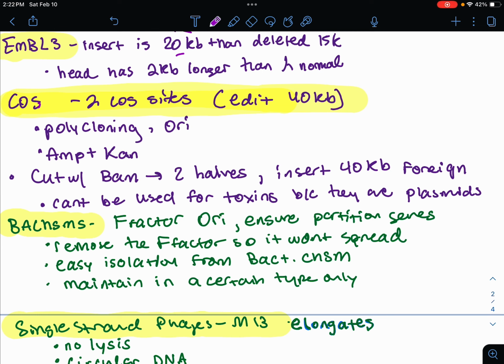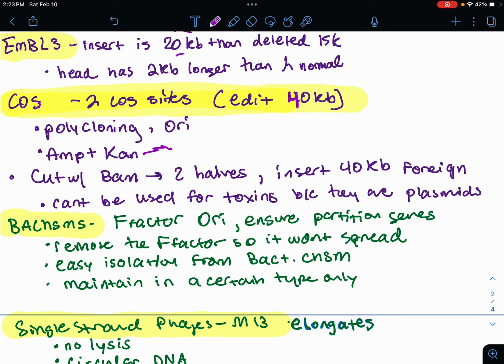Alright, so now we could talk about the cosmid vector from the lambda phage. The cosmid vector contains 2 cos sites, and you could insert 40 kilobases, basically. A plasmid origin of replication is also present there, and we also have a polycloning site. This is a stretch of DNA containing cleavage sites for several restriction enzymes. We also have two antibiotic resistance markers, ampicillin and KAN.